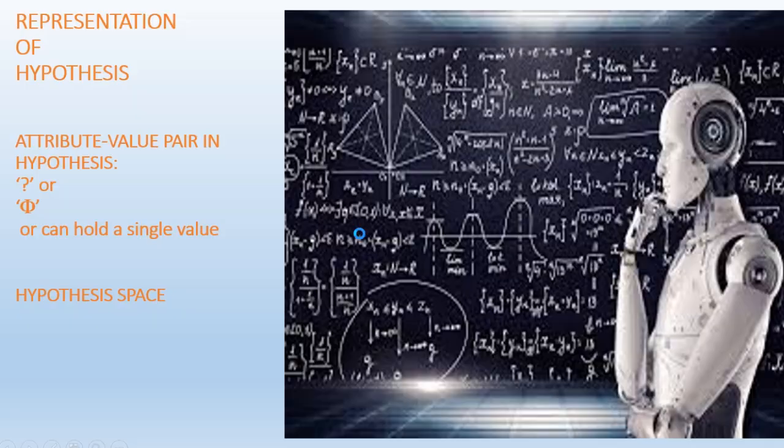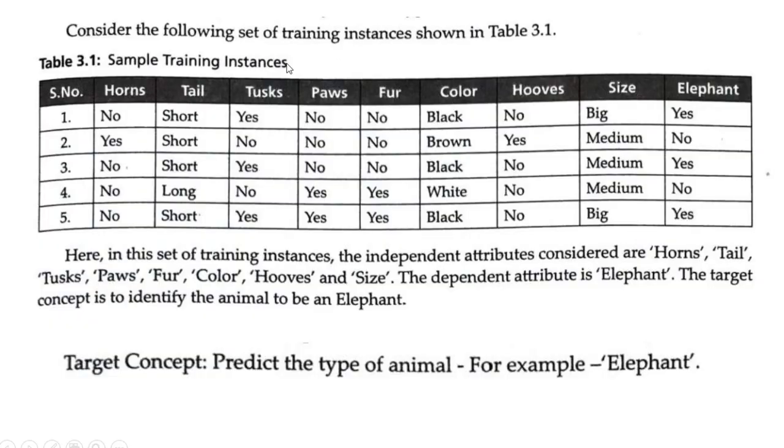Just to revise, in the last session we saw this training instance. This table represents the training instances to identify whether it is an elephant or not. What do we see here? We have some 8 features here: horns, tails, tusk, paws, fur, color, hoof size. So we are giving 8 attributes and there are 5 training instances. Let's say this is what we are having in our training data set.